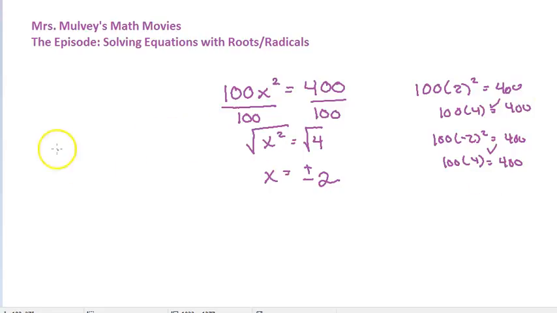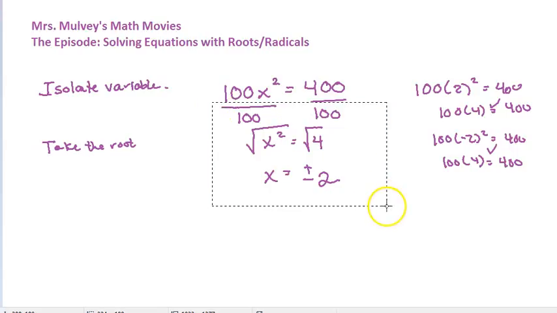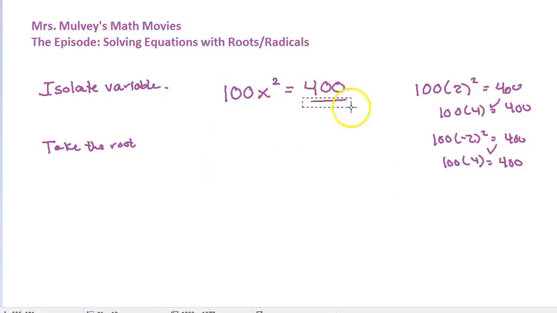So your goal, when you're solving these types of equations, is to isolate the variable and then take the root. Now remember, taking a root might involve a fraction. Let's take a look at what I mean. I'm going to go back to our 100x squared, but instead of equals 400, I'm going to make it equal to 25.